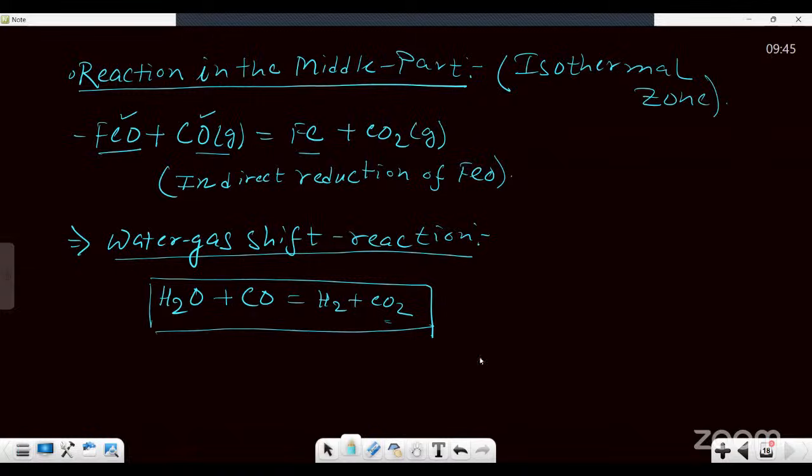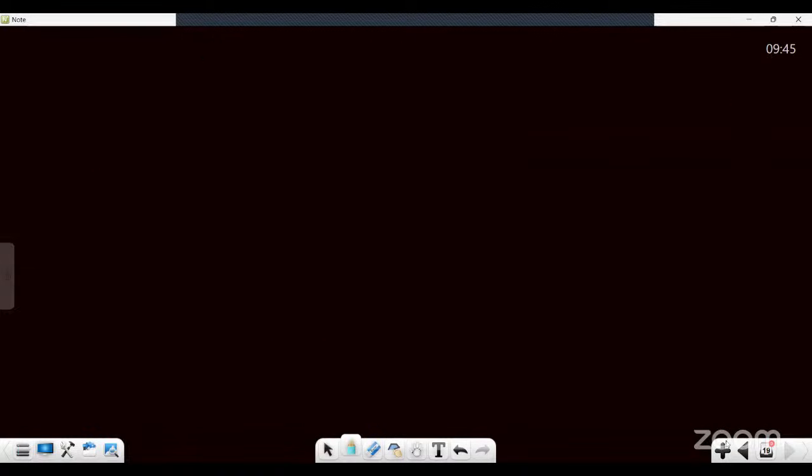So these are the reactions. Now we will talk about the reaction in the lower zone.